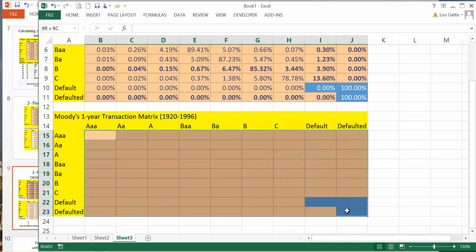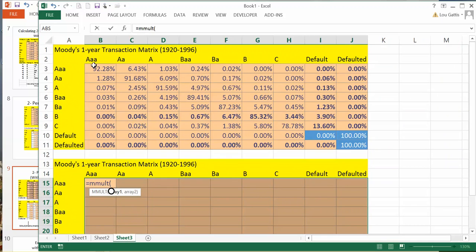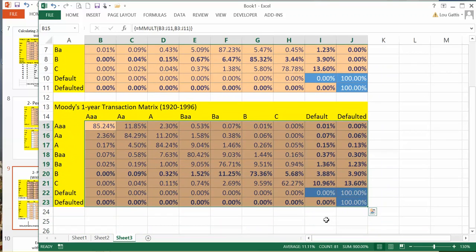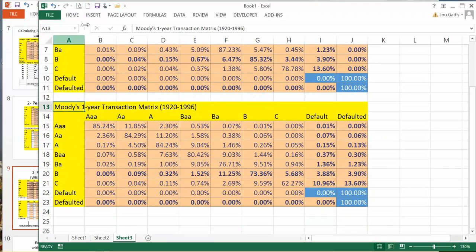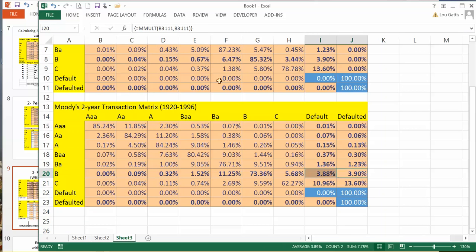Equals mmult, matrix times matrix, close paren, Control Shift Enter. I now have this 2-year matrix. And the nice thing about this new matrix is if I look at B, here's the probabilities that I calculated last time.